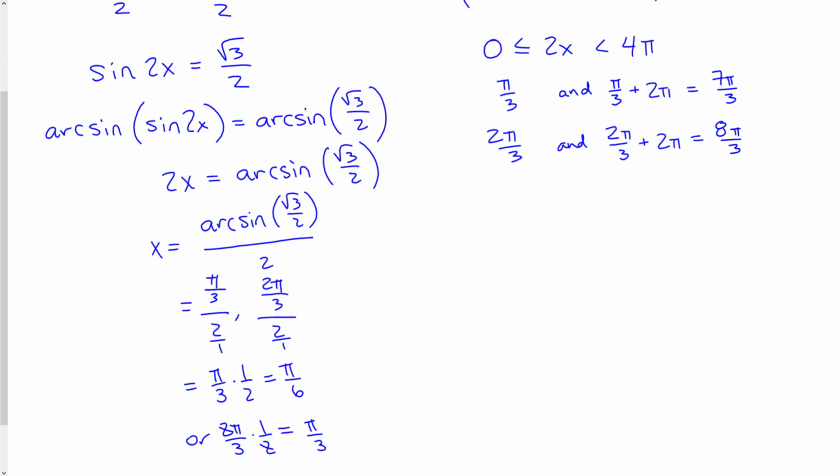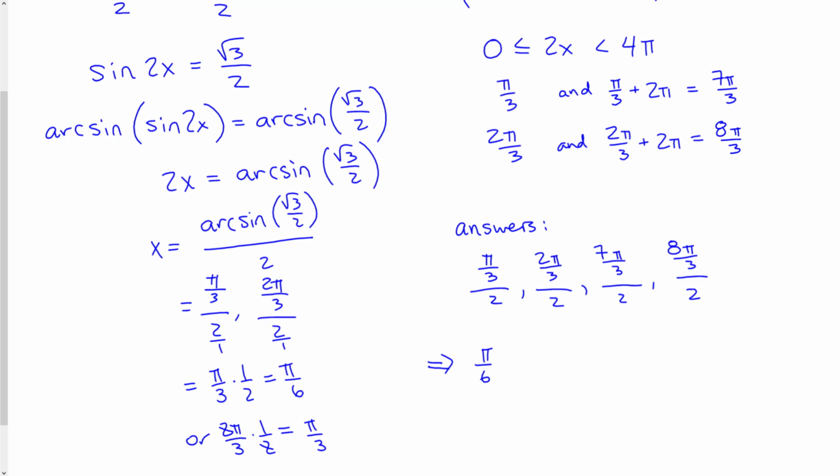Which means my final answers are going to be pi over 3 divided by 2, 2 pi over 3 divided by 2, 7 pi over 3 divided by 2, and finally 8 pi over 3 divided by 2, which, as we found, is pi over 6 and pi over 3 for the first two. For 7 pi over 3, it would be 7 pi over 6. And for 8 pi over 3, it would be 8 pi over 6 initially, or 4 pi over 3.